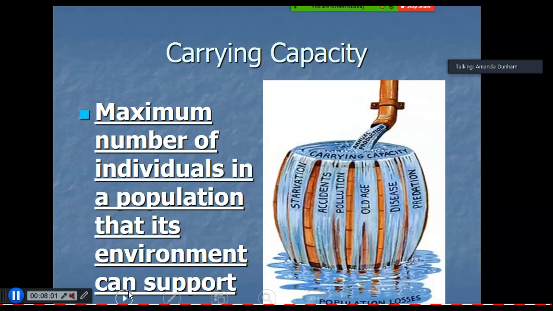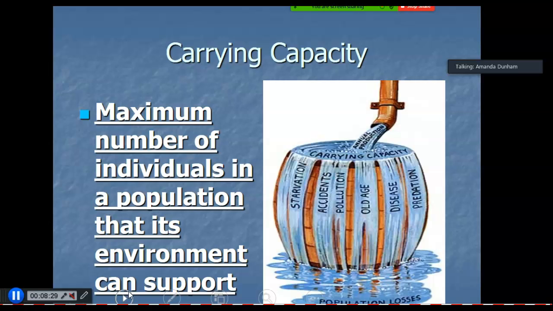And make sure you put carrying capacity above that. So if we go above that, you can actually make sure you put carrying capacity above that. I should have done that. So make sure on these notes you put carrying capacity right above this bullet. That's the maximum number of individuals the environment can support.